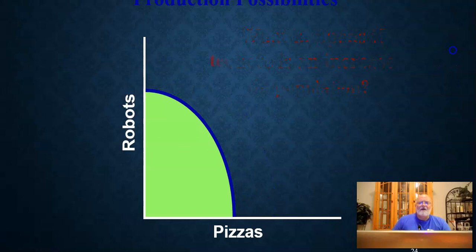All right, moving on. What's the scenario here? What if there's a technology improvement in pizza ovens? This one you might want to write down. Okay? The whole curve is not going to shift out.